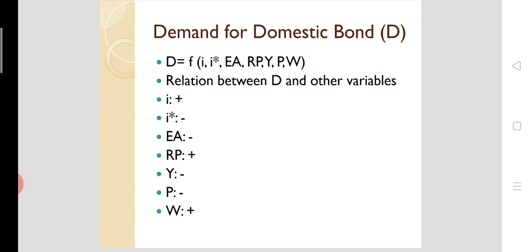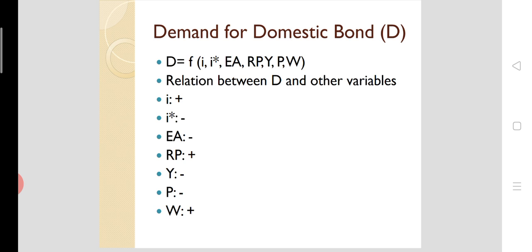Here we are considering the demand for domestic bond. When rate of interest on domestic bond is higher, demand for domestic bond will also be higher. As domestic bond is offering higher rate of interest, demand for that asset will increase for sure. Second one is I star. I star is the rate of interest on foreign bond.